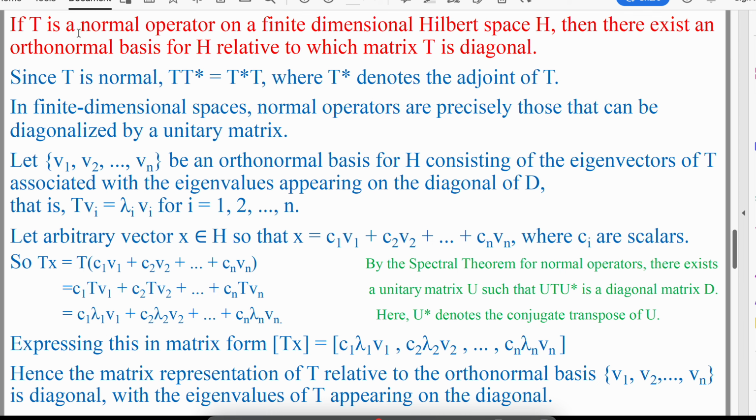It is given to us that T is a normal operator on a finite dimensional Hilbert space H. Because T is normal, it means T star T is equal to T T star, where T star denotes the adjoint of T. Because H is finite dimensional, normal operators are precisely those that can be diagonalized by a unitary matrix.